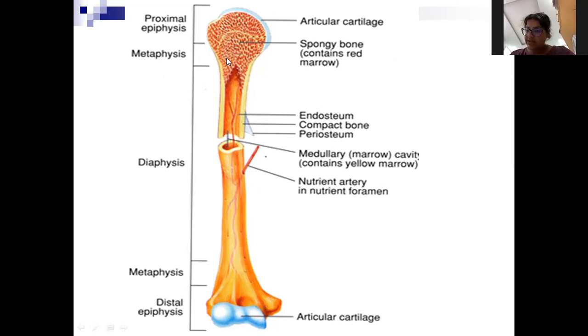Now if you observe this bone, the outer table, what is the name I said? Outer.